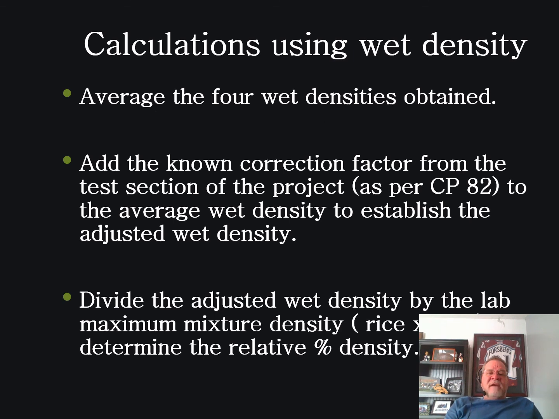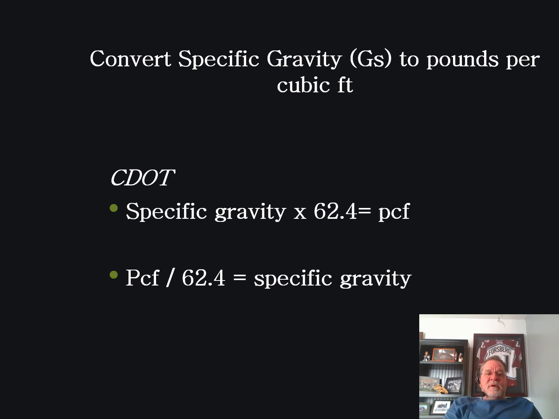Using wet density, you average your 4 tests: taking the 4 tests, add them together, divide by 4 to come up with your average. Apply the known correction factor, maybe add, maybe subtract, but apply the corrected factor. Divide the adjusted wet density by the lab maximum density to determine the percent relative density. You can convert the specific gravity to pounds per cubic foot, again using 62.4. At our altitude and elevation, we use 62.4 for the weight of water.